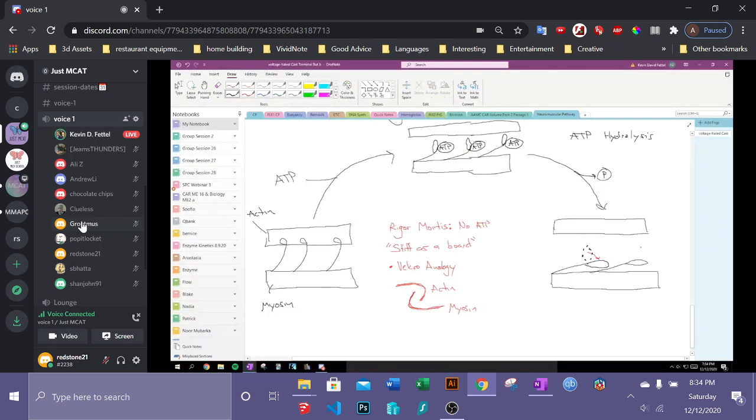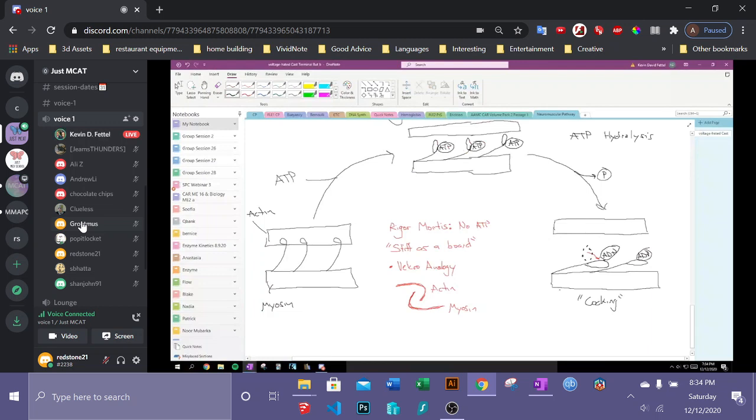I'll just do two, that's fine. And attached onto this head is still ADP. ADP with a D. That's chilling out. And this is known as cocking. So this is cocking, something you may have read about as you were studying the sliding filament theory.